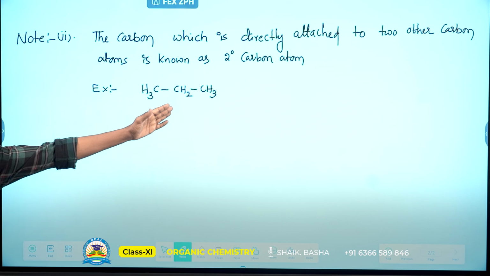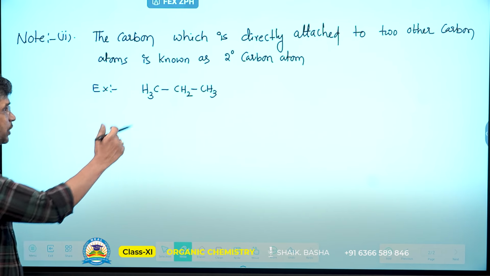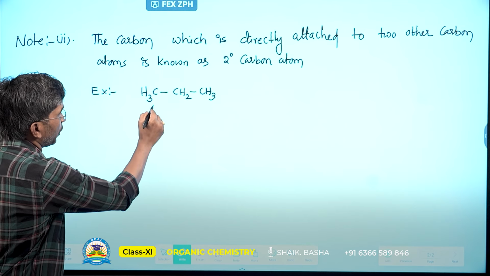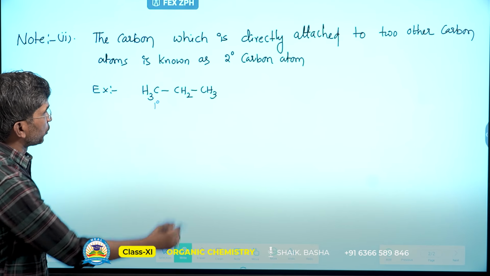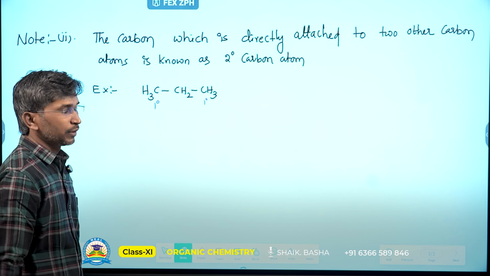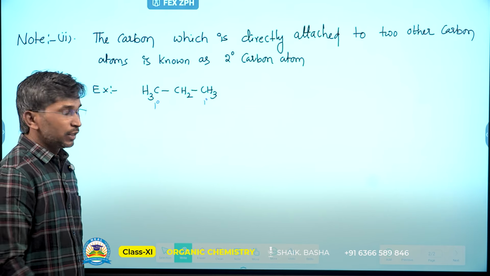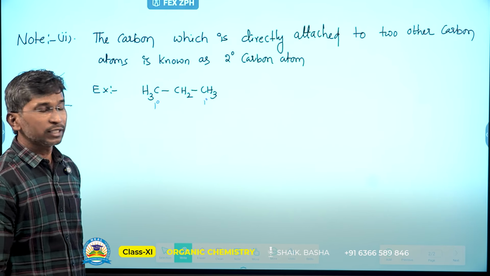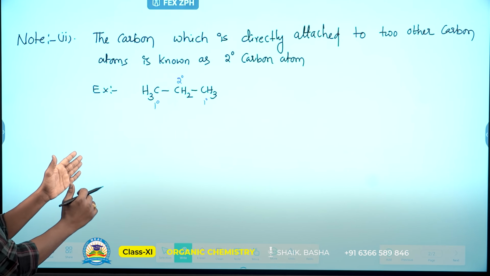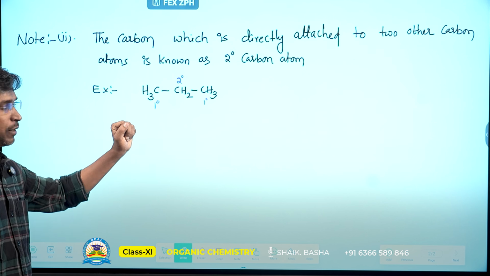So total how many carbon atoms are there? 3 carbon atoms. With respect to connectivity, how many types of carbon atoms are there? If you take this carbon atom, it is attached to only one carbon, so this carbon atom is called primary carbon atom. This carbon atom is also connected to only one carbon, this is primary carbon atom. What about this one? This carbon atom is attached to one carbon on the left side and one carbon on the right side, 2 carbon atoms. Since it is directly attached to 2 carbon atoms, this carbon belongs to secondary. So in the given molecule, how many primary carbon atoms are there? 2 primary carbon atoms and 1 secondary carbon atom.